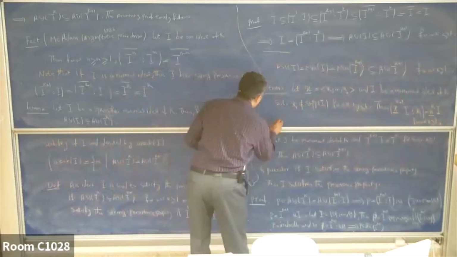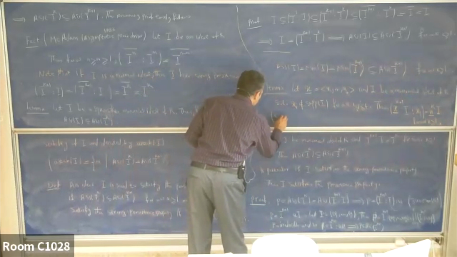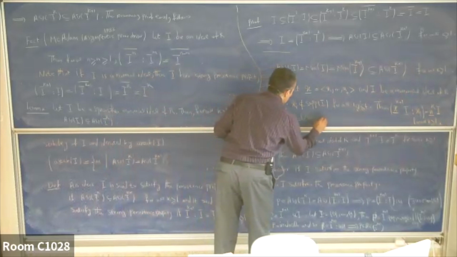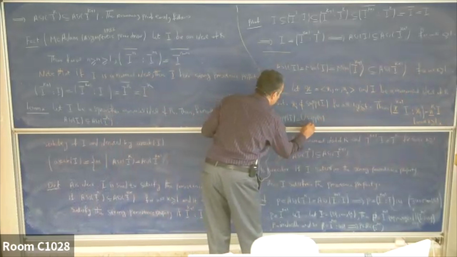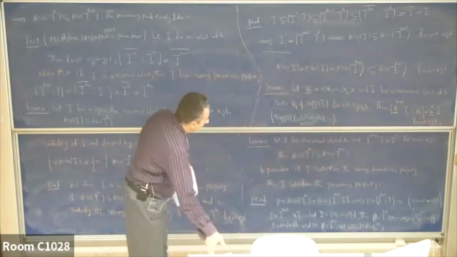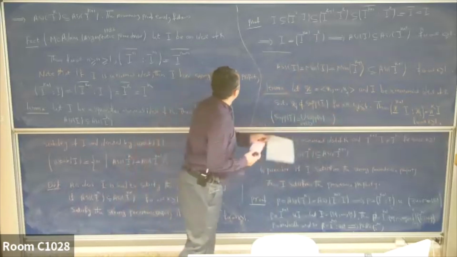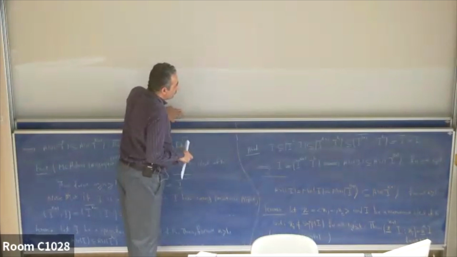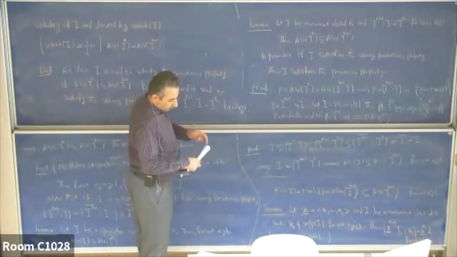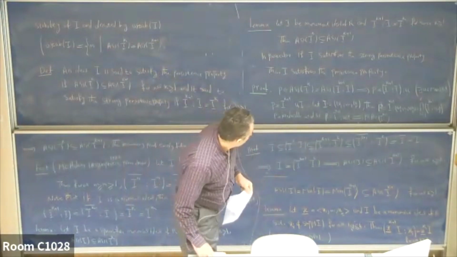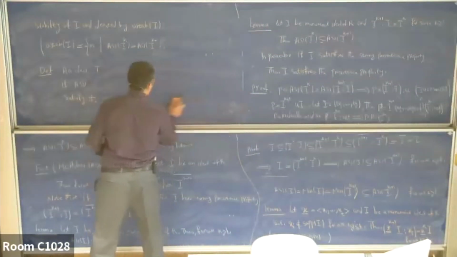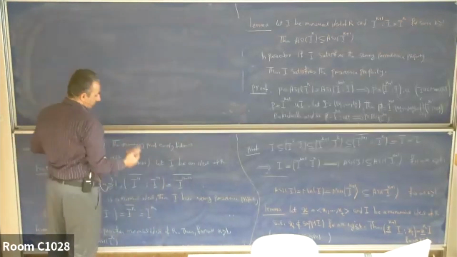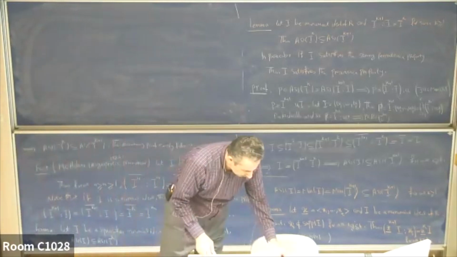The support of I is equal to the union of this definition, U in G(I). Support of I means this set.